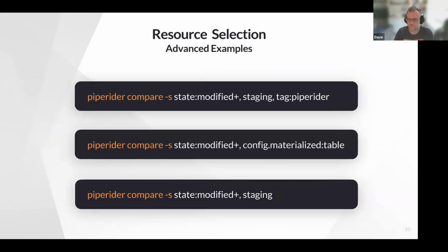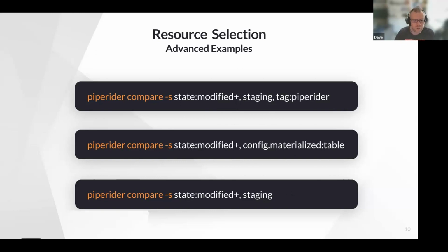Okay, so just like DBT resource selection, you can also select resources in various combinations. For instance, here we're passing in the modified state, staging models and resources that have been tagged, or whatever tag you like. The second one is modified and materialized as a table. And the last one is anything modified in the staging folder. So it's very flexible now in how you can use PipeRider to profile just what you want, really adapt it to how you want to use it and expand or focus on what you want.